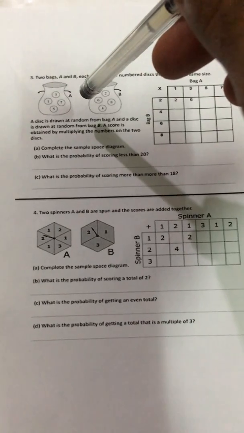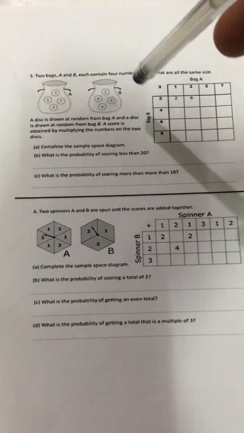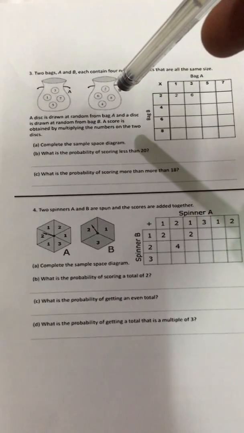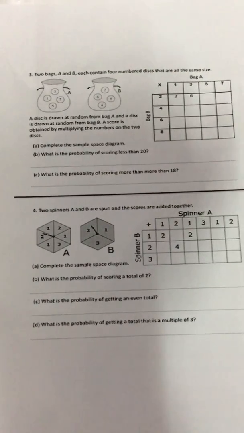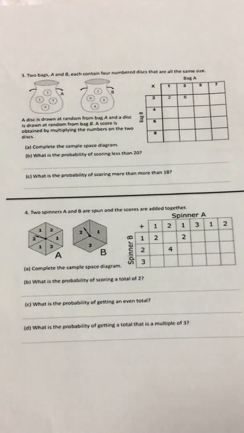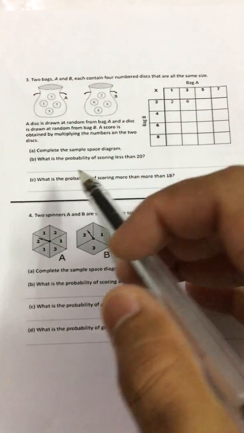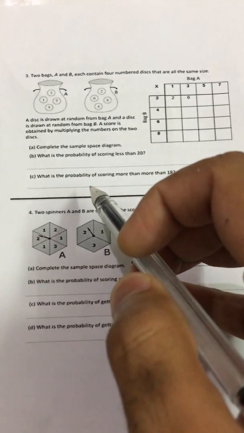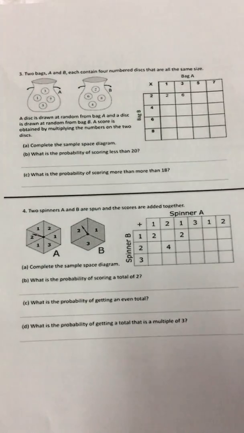I am reading out the question for you. A disc is drawn at random from bag A and a disc is drawn at random from bag B. The score is obtained by multiplying the numbers on the two discs. So we have to pick one disc from this bag and one disc from this bag, and then multiply these two numbers. There are two cases. The first one: what is the probability of scoring less than 20, and what is the probability of scoring more than 18?